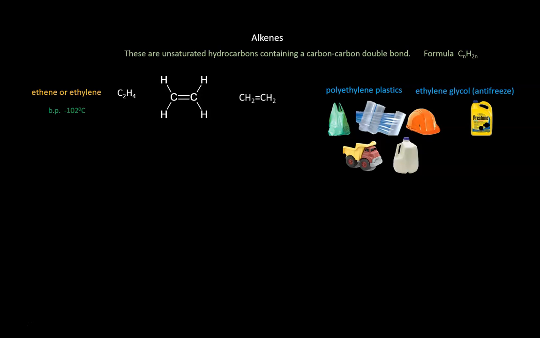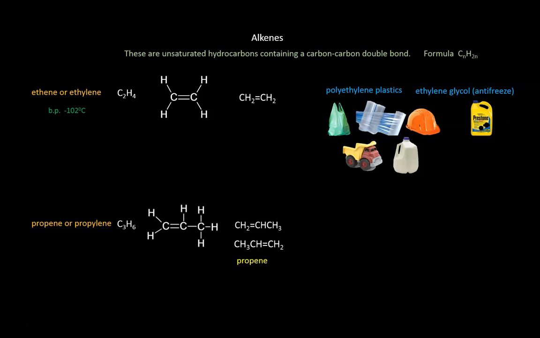The next member in the family is propene, IUPAC name, and propylene, the common name. Here's the molecular formula, structural formula, and condensed formula. The double bond can be here or here. These are the same molecule. Only one double bond is possible with 3 carbons. So although propene is acceptable, you will often see it written as 1-propene or prop-1-ene. All 3 are acceptable. Propene boils at minus 40 degrees, so it is a gas at room temperature.